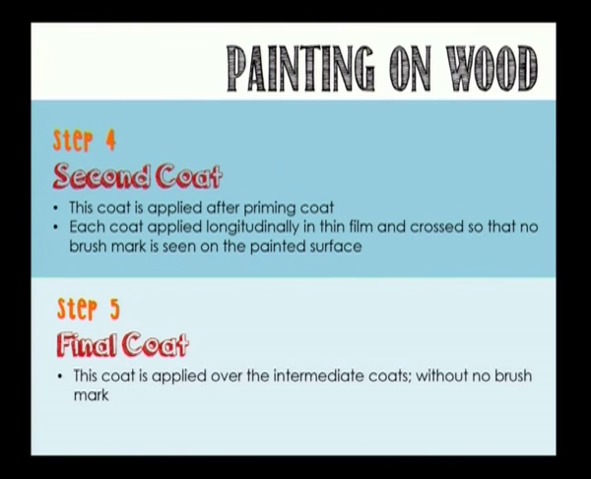Step 5 is the final step, and that is to apply the final coat. This coat is applied over the intermediate coats without any brush mark. You should be very careful in applying this coat such that there are no brush marks, and you should also be applying enough amount of protective coat on the woodwork. If you take very little amount of paint, it might dry too fast and you might find brush marks on the surface.